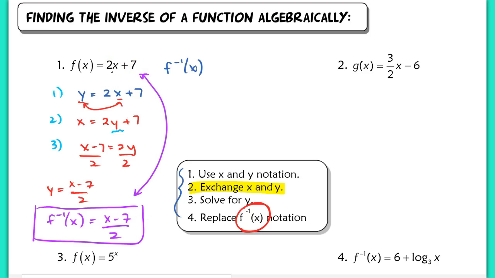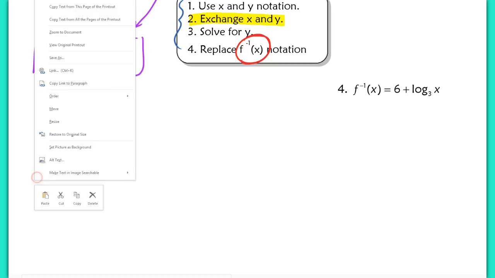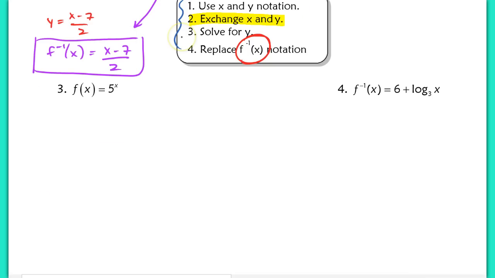Let's try number 3 and 4. I'm going to let you guys go back and try number 2 after we do 3 and 4 together. So in number 3, the first step, of course, here is to use x and y notation. So I changed this to y equals 5 to the x. And now I'm going to switch the order. So that was step 1. Step 2 is switch the x and the y. So we have x equals 5 to the y.